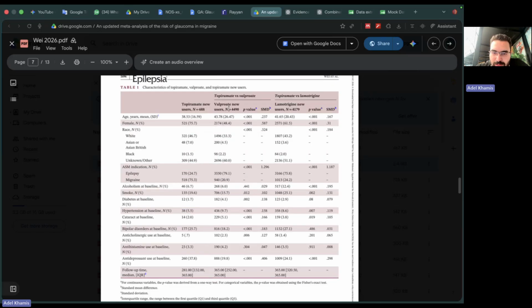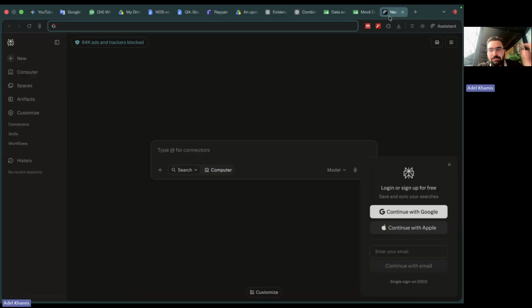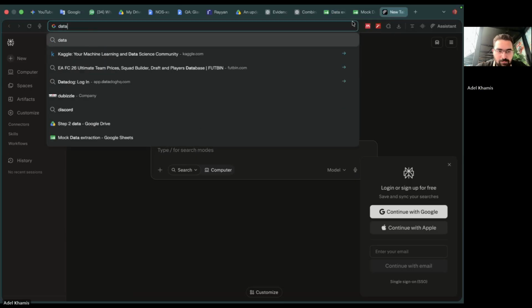So I have three groups here with three medians and the interquartile range for the follow-up period. How do I convert them into mean and standard deviation? There is, let's say, a tool.